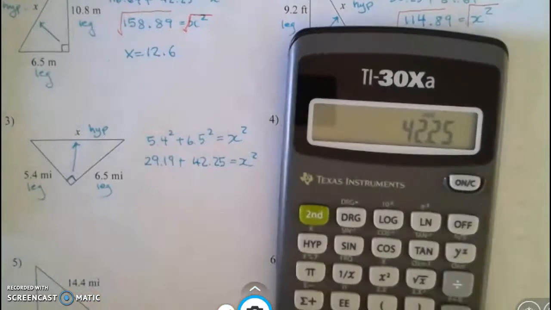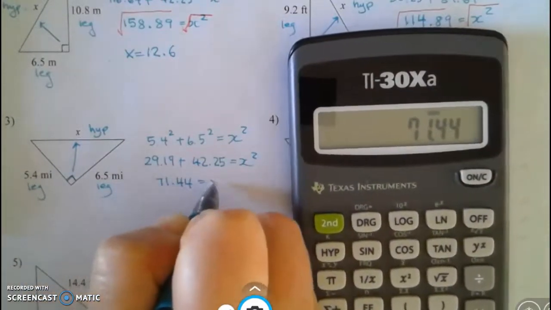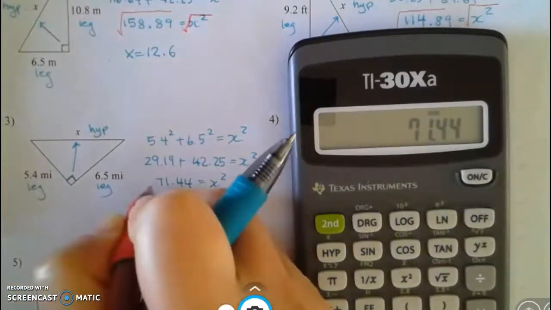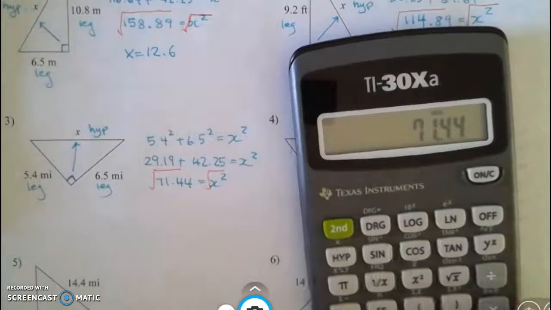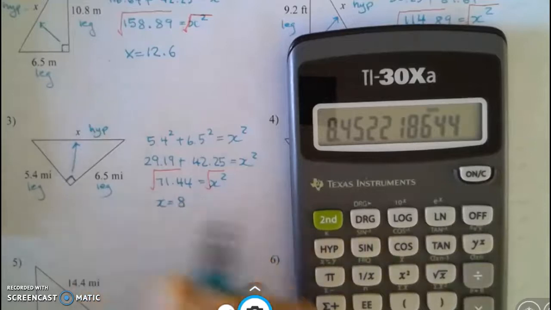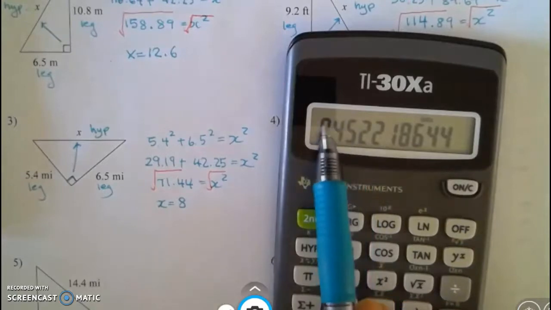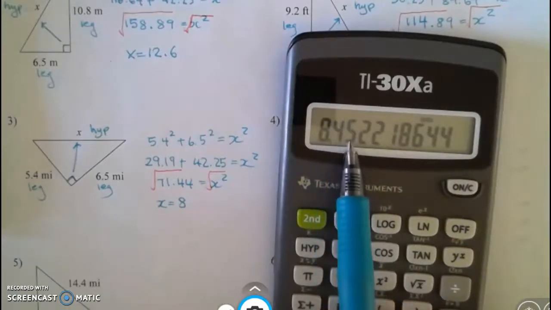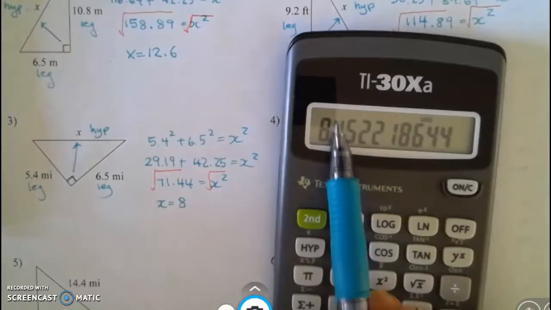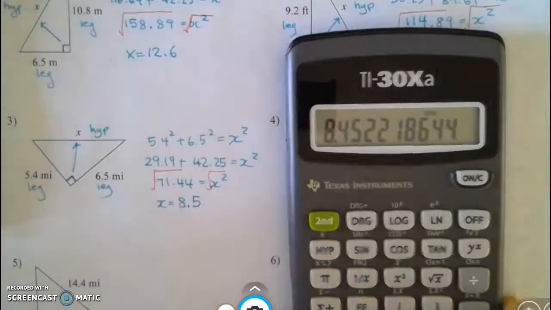So I add these two numbers together and I get 71.44. Take a square root of both sides and I get x is equal to 8.4. Now I want to again cut it off after one digit. But before I do that, I need to consider the next number. 5 is 5 or more. So that means I need to round the 4 up. What is 1 up from 4? It's going to be 5. So 8.5 is my final answer to 1 decimal place.